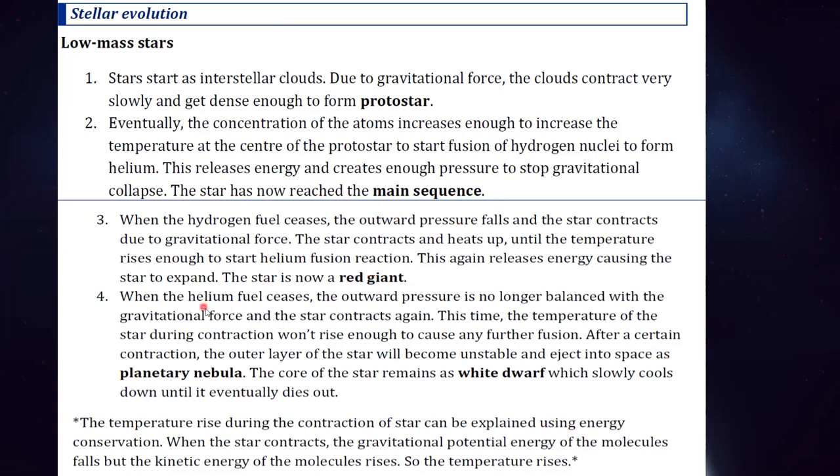And eventually what will happen? When the helium fusion ceases, the outward pressure no longer balances the gravitational pull, and the temperature of a star during this contraction won't rise enough to start fusion of the heavy elements. So as a result, the outer layer of a star becomes unstable and is ejected into space, which will form a planetary nebula, and the core remains as a white dwarf.